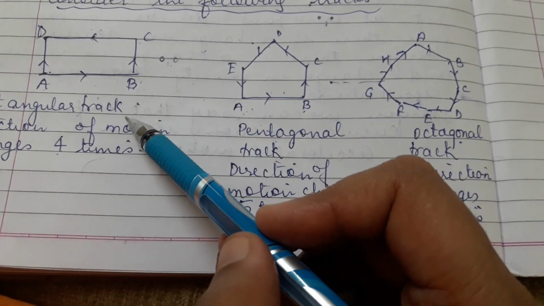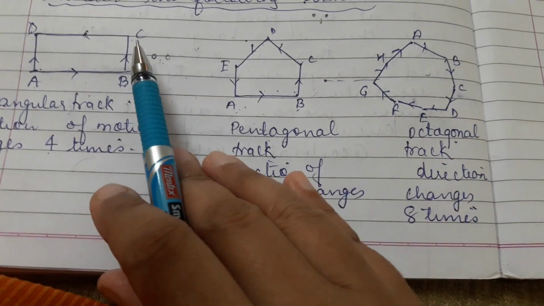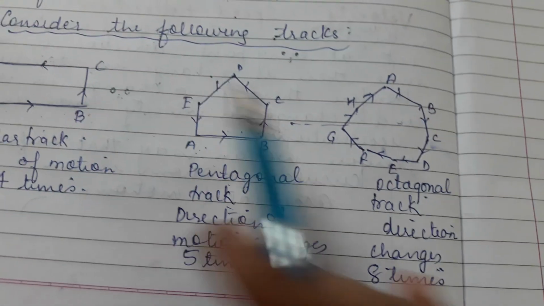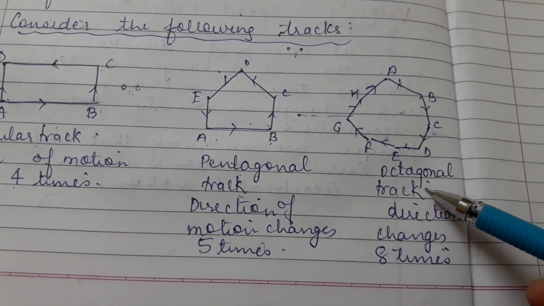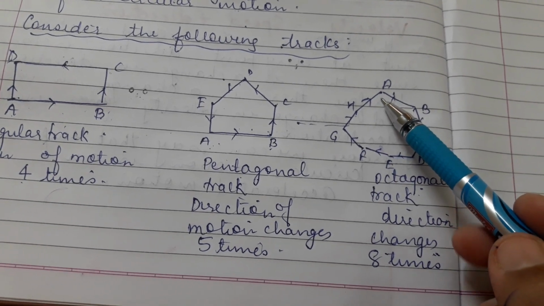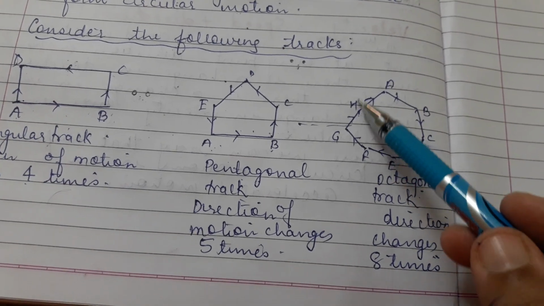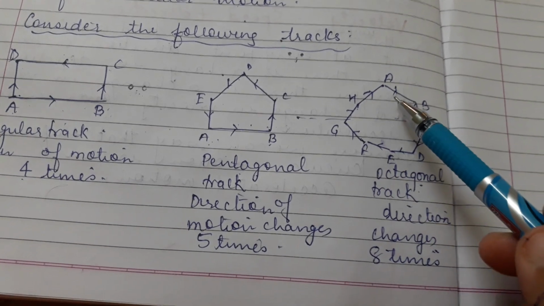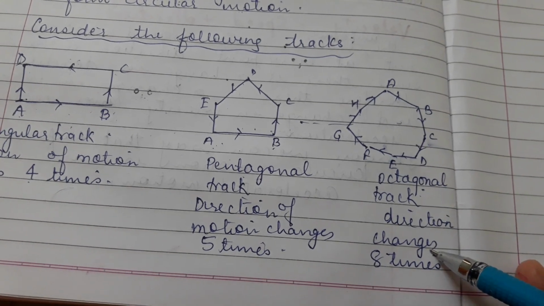Here the number of sides was 4, here the number of sides is 5. Now look at this one. This is an octagonal track. That means it has 8 sides, and when the athlete starts running from point A, goes to B, C, D, E, F, G and H, as he goes on moving on this track, he has to change his direction of motion 8 times.